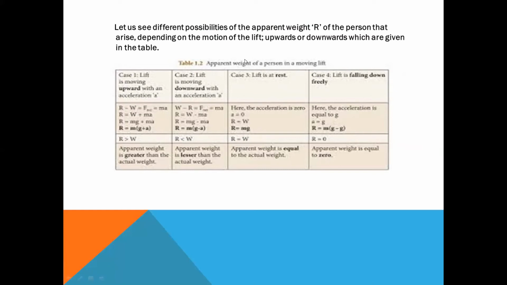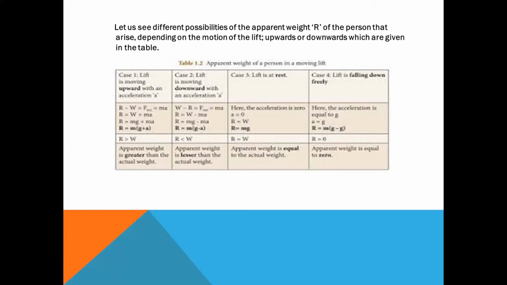So the first case is lift is moving upward with acceleration A. R minus W is equal to F net, which is equal to M into A, or R is equal to W plus MA, or R is equal to MG plus MA. W you can even write as MG, and R is equal to M into G plus A. Here R is greater than W. R is apparent weight and W is the actual weight. So apparent weight is greater than the actual weight.